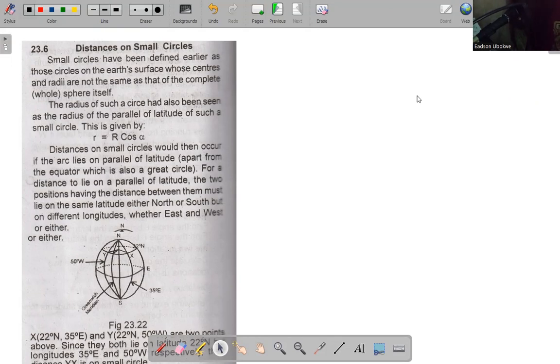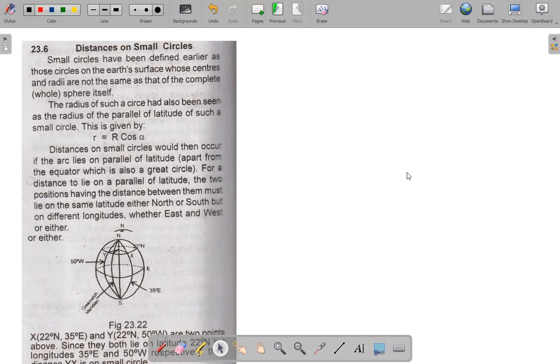Recall from our previous class, we talked about distance on great circles, and distance is said to be on a great circle if the 2 points in question are located on the same longitude. So in this case, we want to look at the case whereby the points are not on the same longitude, rather they are on the same latitude. Remember, for latitude, all lines of latitude except the equator are small circles.